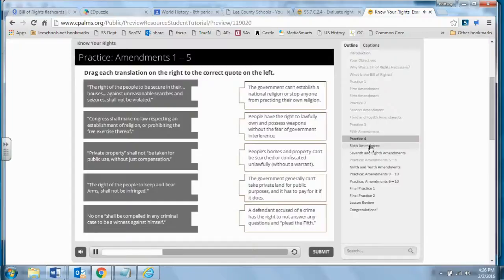Here's a different kind of practice. Each phrase on the right is a simpler translation of the original amendment.